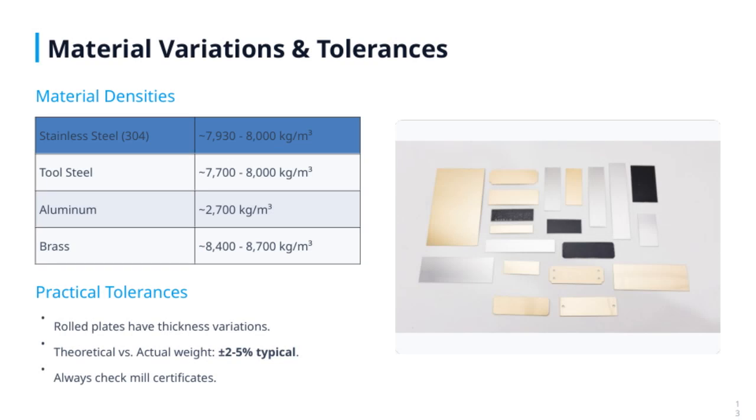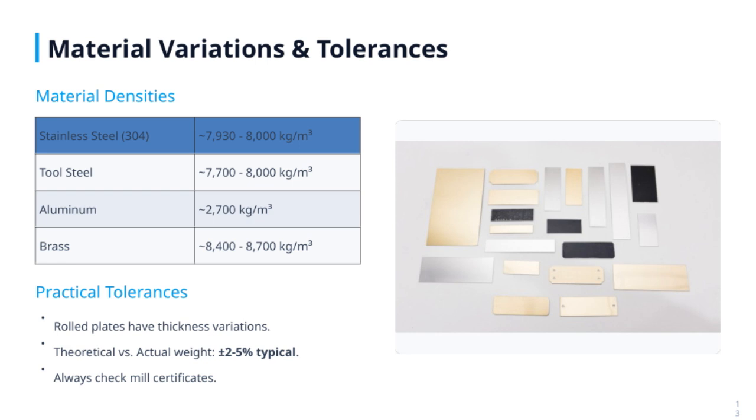Always check the mill certificates before proceeding with any materials. These certificates confirm the material's specifications and quality, ensuring we're working with the right material for the job. Next, when considering weight, keep in mind that the theoretical versus actual weight typically varies by about 2 to 5%. This is quite common, especially with rolled plates, because they tend to have some thickness variations. It's important to account for these differences during planning and fabrication.